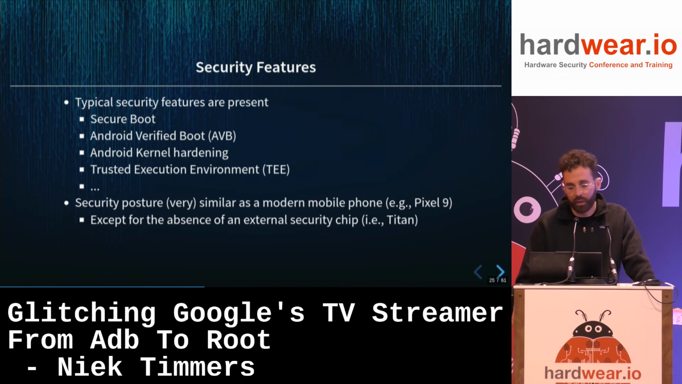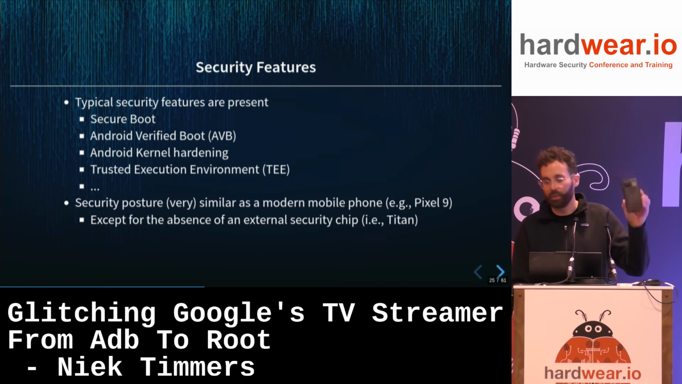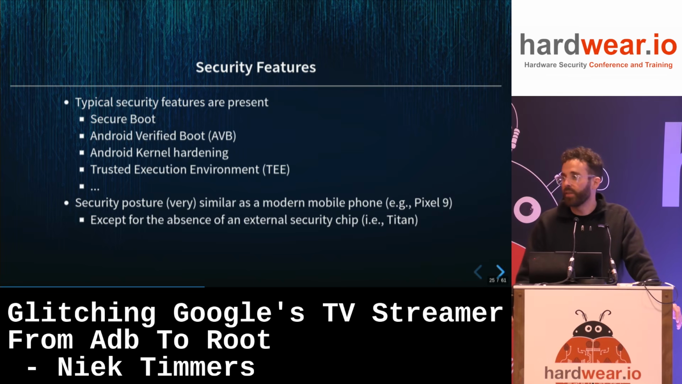There's Android kernel hardening, there's a trusted execution environment. And actually the security posture of this device is similar to a Pixel 9. I have the Pixel 9 here, so that's what I compared it to. It's fairly similar. So also the kernel hardening for this device is very similar to a Pixel 9. I didn't see major differences between that. Probably just the standard Android kernel configuration that they provide.